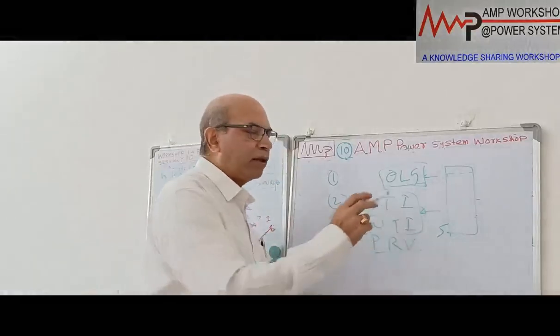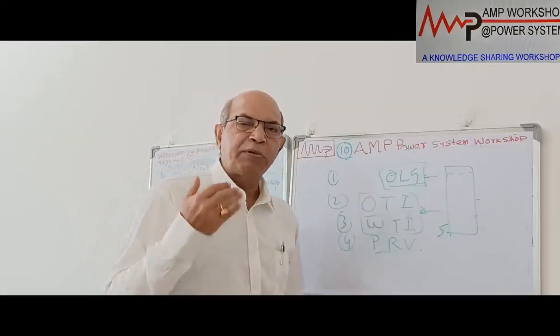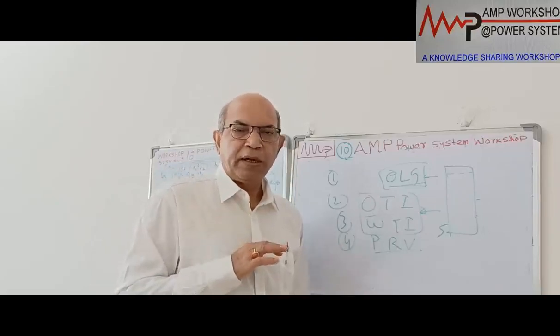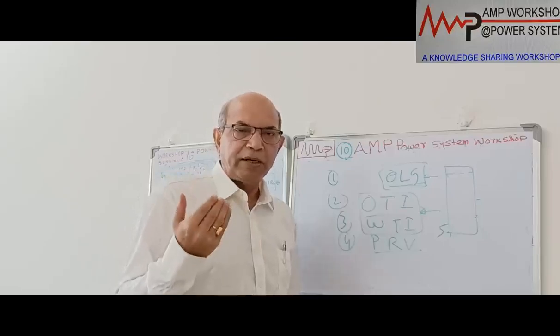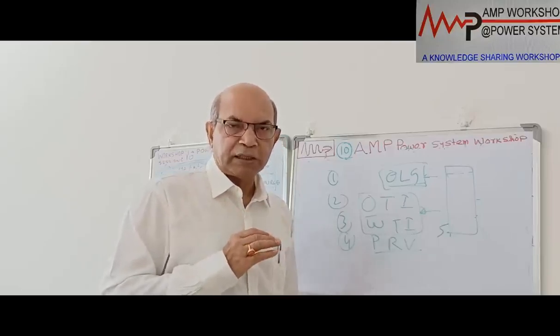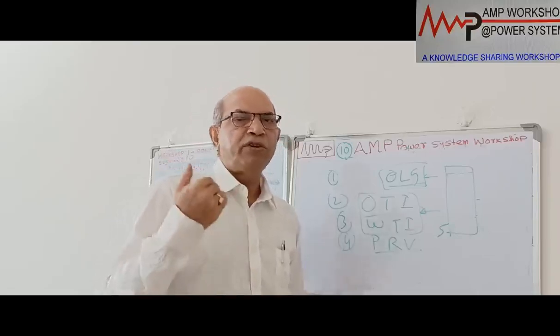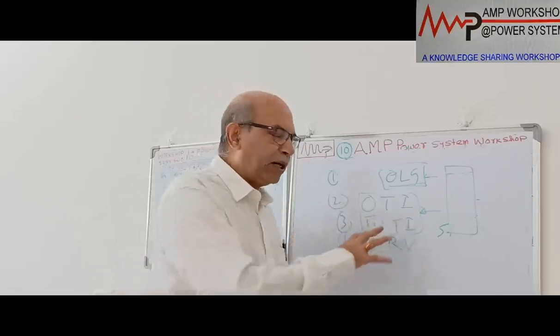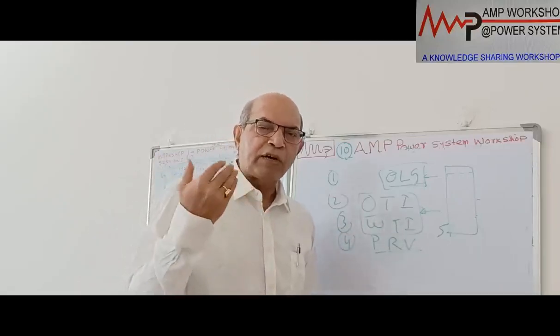Oil temperature indicator: when the oil temperature goes up, normally we allow the oil temperature to rise up to 55 degree rise over 50 degree ambient. Now if the temperature goes above 55 degree rise, that means more than 105 degree, then we generally trip the transformer, or at 100 degree we give an alarm. When it comes to 105 degree we trip. Similarly, for the winding temperature indicator, we allow another 10 degree more. That means 105 plus 10, 115 degree.